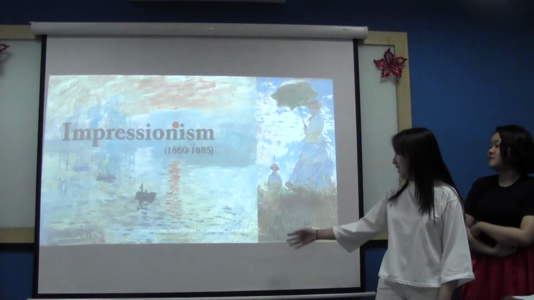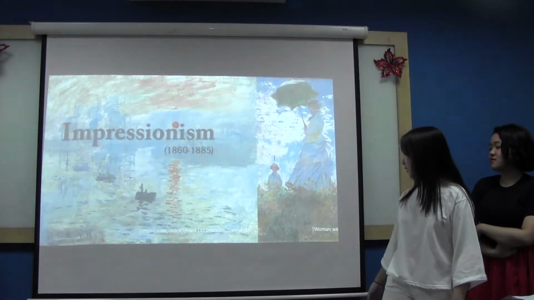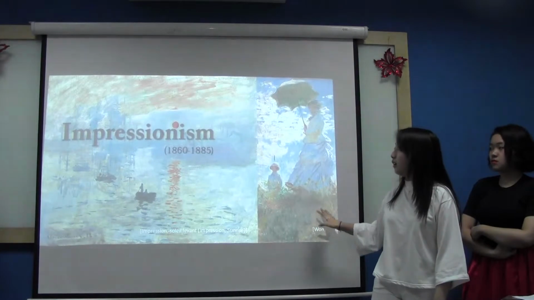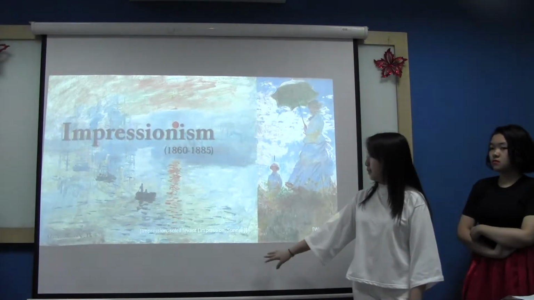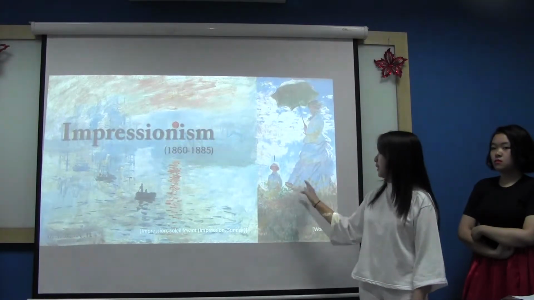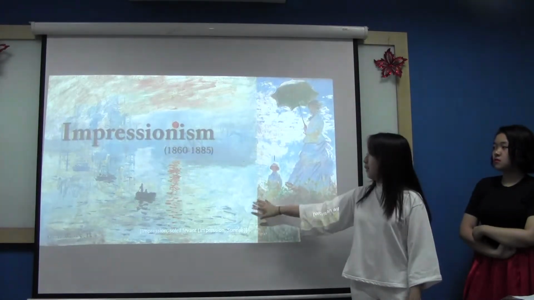Yeah, these are the paintings by Claude Monet. Explain a little bit about the features using that picture. Okay. This is Impression, Soleil Levant, or Impression Sunrise. These two paintings are made by Claude Monet.